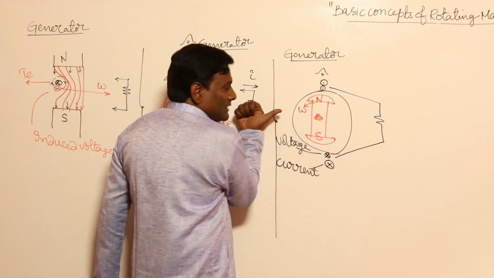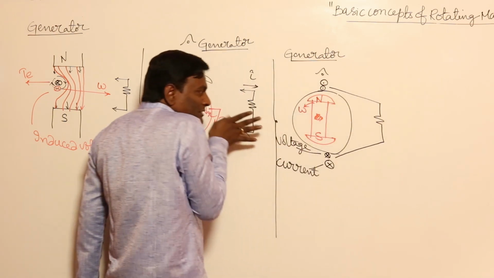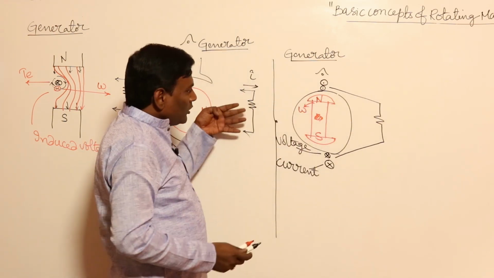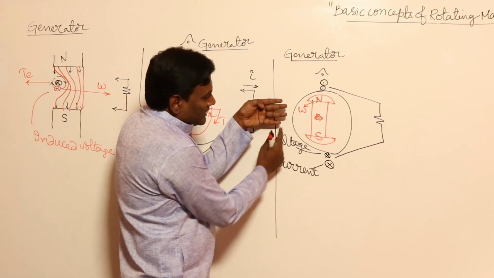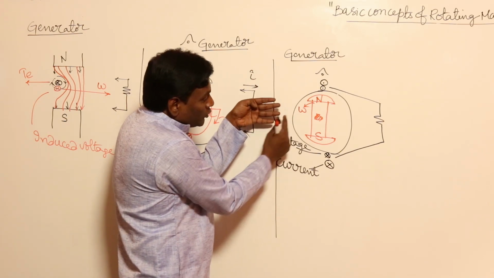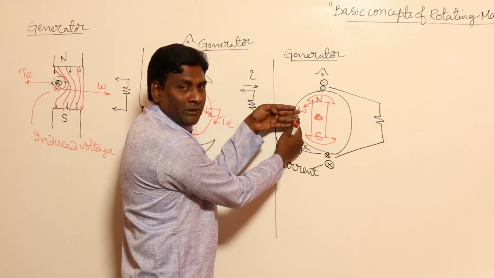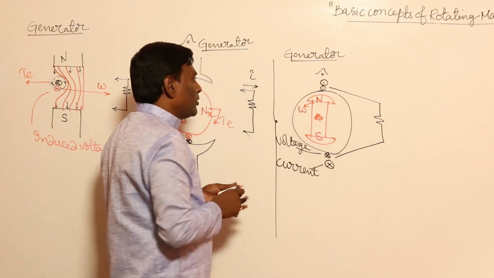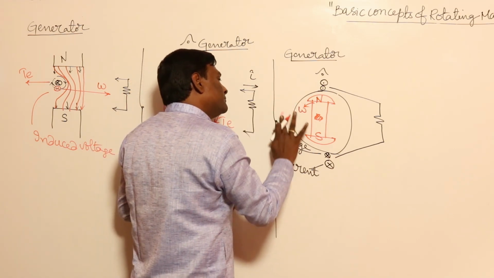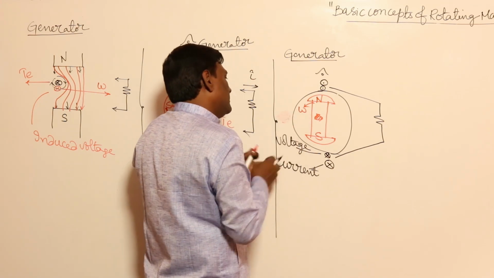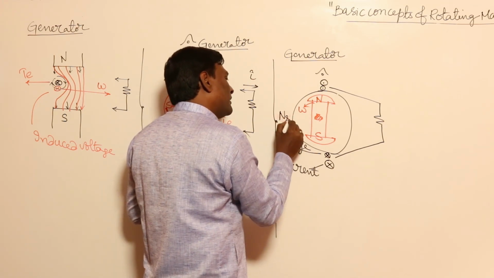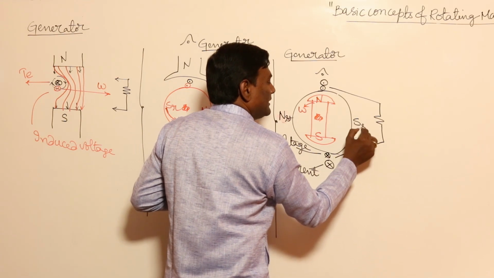So flux should be in this direction. Now flux is coming out in this direction. You are sitting in the air gap. So this pole should be north pole, because from north pole only flux should come out. So north pole of the stator, south pole of the stator.